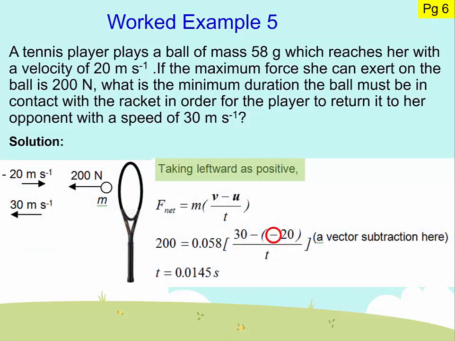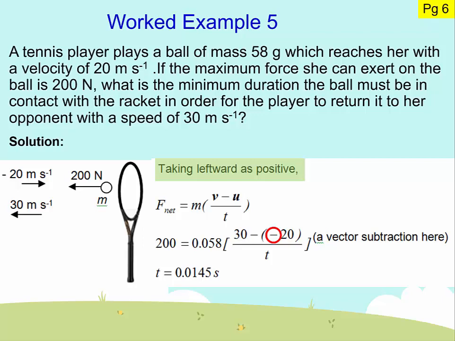This diagram will help us understand a little. Taking leftward as positive, F equals d(mv)/dt, which means it is actually mv minus mu. Since m is constant, I can bring out the m, so it becomes m(v minus u) over t. Now, substitute the values that I know. The maximum force that the tennis player can exert is 200, so F net equals 200. The mass is 0.058. Now, what is v?